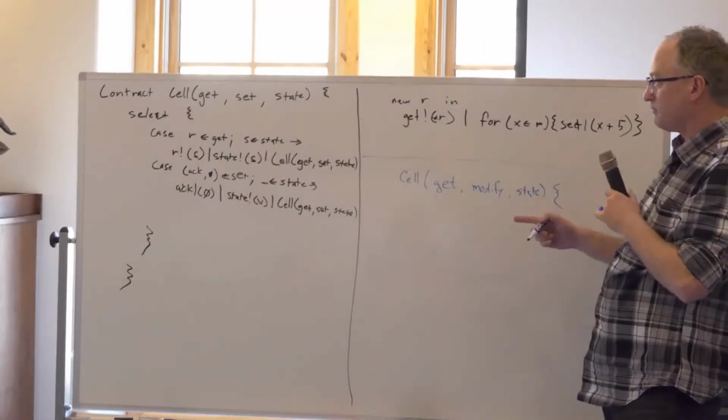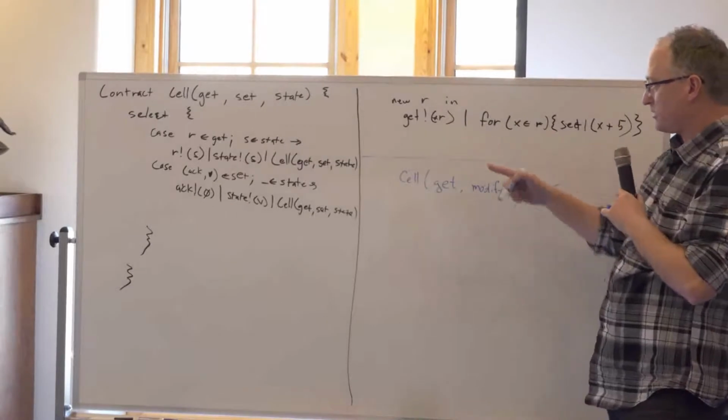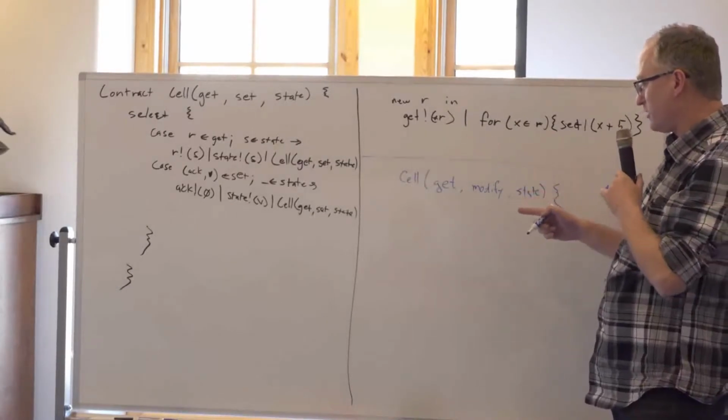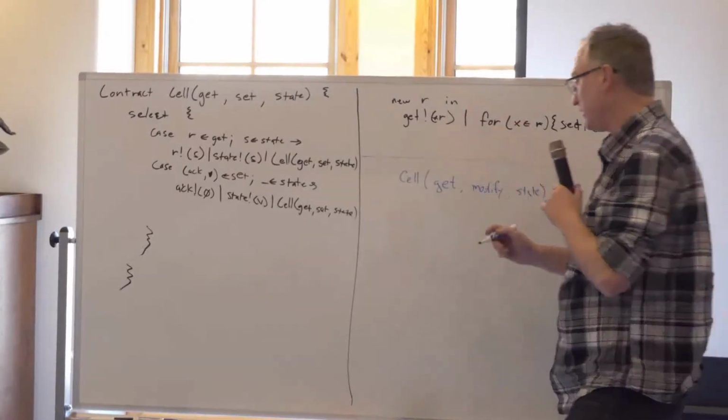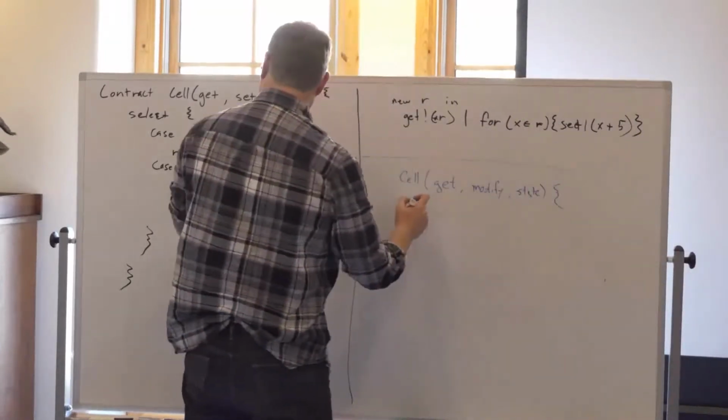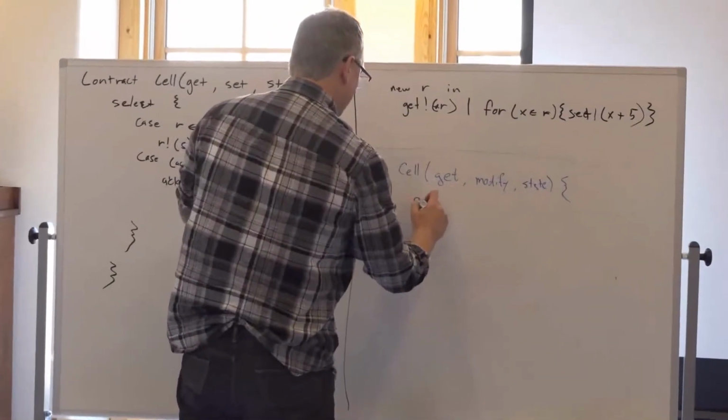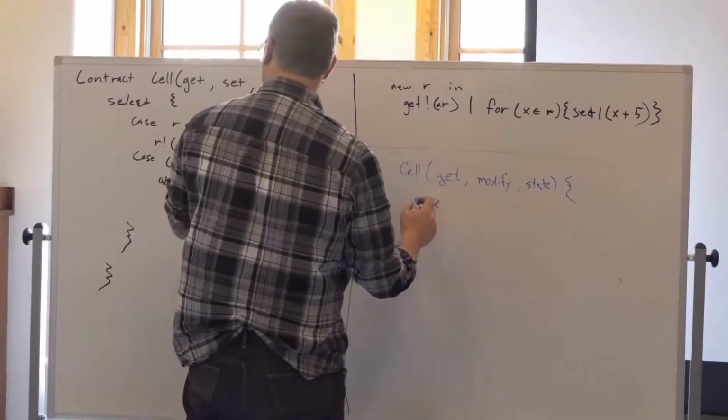I'm going to change the cell contract. I'm going to make another cell contract where it gets the same, so I'm not going to repeat that. Oh, you have a select, and you're just going to leave the same get case. Yeah.